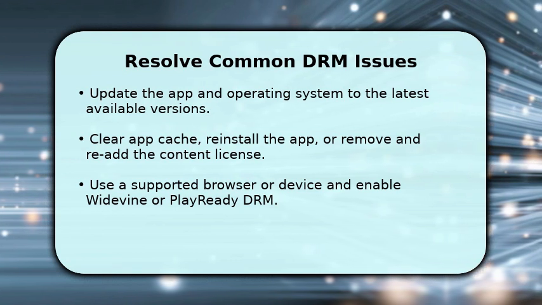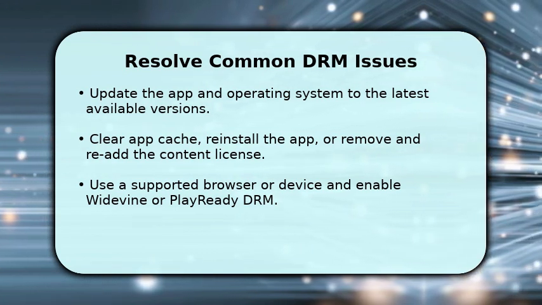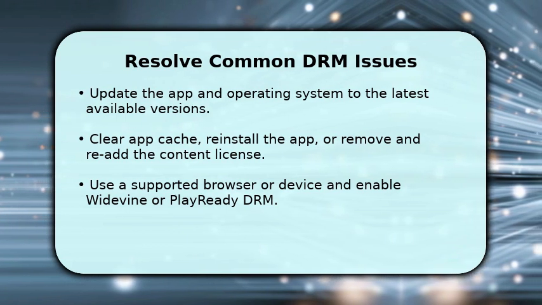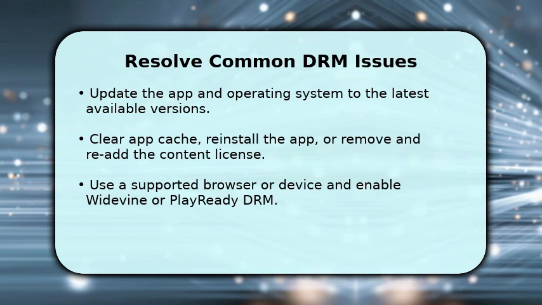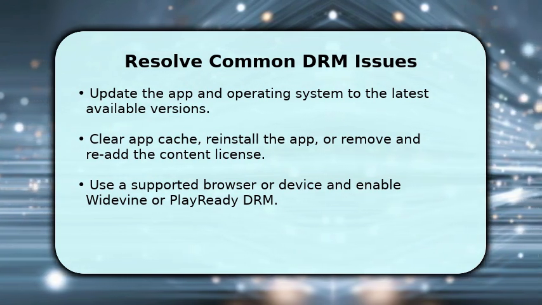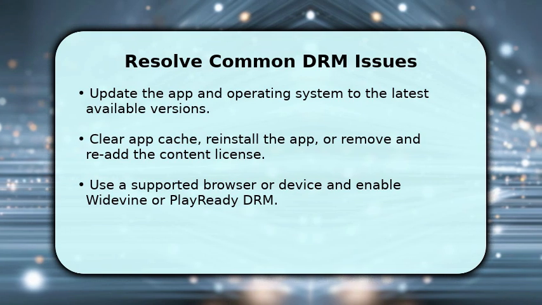If the platform uses browser playback, switch to a supported browser and enable Widevine or PlayReady DRM in settings. On streaming boxes, check for firmware updates, and on mobile, check for carrier restrictions or VPN interference.